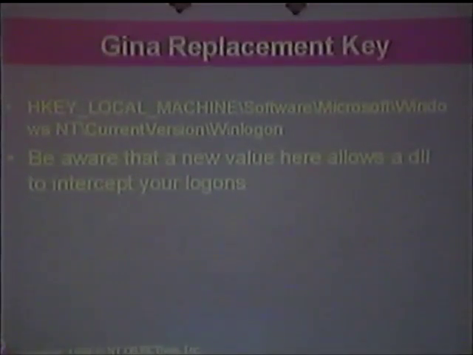Greg Hoglund has the rootkit.com site, and one of the things on there is a Trojan DLL. Basically, it's really, really very simple. All it does is act like a pass-through DLL, and it forwards all the calls to the original GINA.